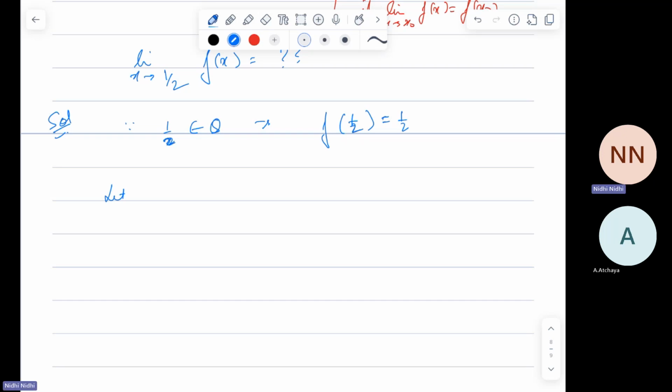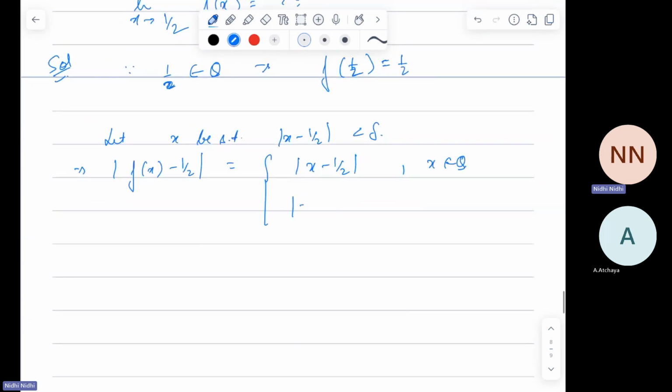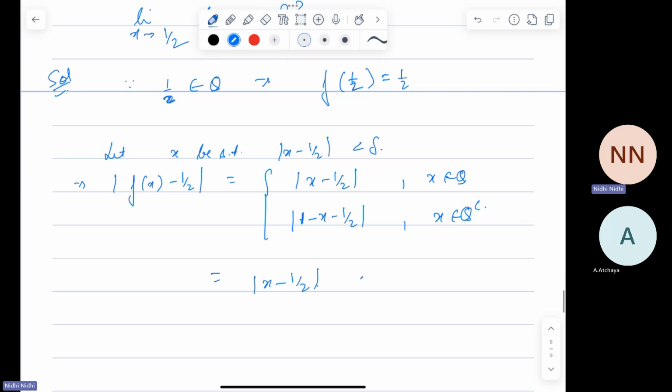Let x be such that mod x minus 1 by 2 is less than delta. So we are in some neighborhood of 1 by 2, and in this case, mod f(x) minus 1 by 2 will be by definition mod x minus 1 by 2 if this x is a rational number, and it will be mod 1 minus x minus 1 by 2 if x is irrational. So this is eventually always equal to mod x minus 1 by 2, which is less than delta.